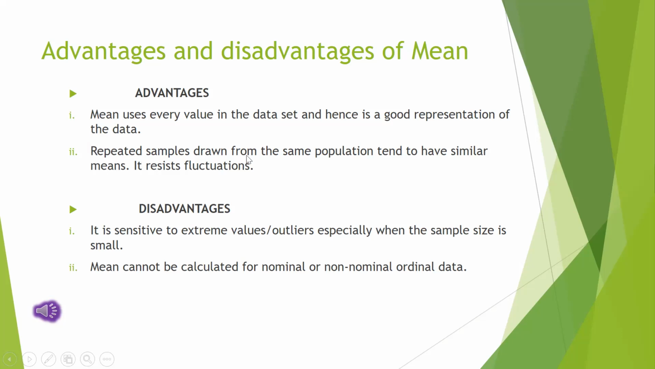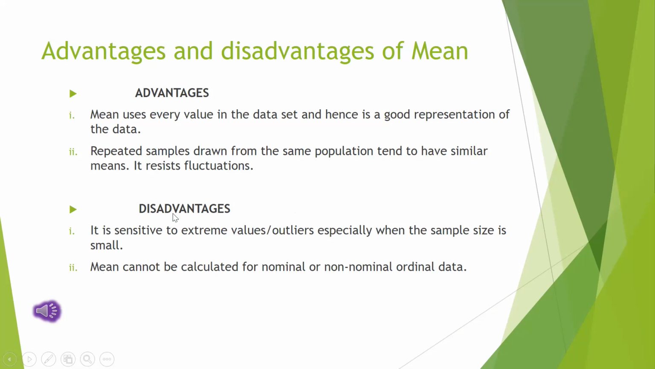The second advantage is that it is stable across repeated samples. If you draw data from a population, as you know, we've done sampling, if you pick the first sample from the population and then you pick another sample from the same population, they will have similar means, or at least if not similar, they will have a very small variation. So mean usually resists fluctuations. That is another advantage of the mean. There are other advantages, and also other disadvantages apart from the ones that I've shown in this presentation. I'll be able to give you an assignment on that.